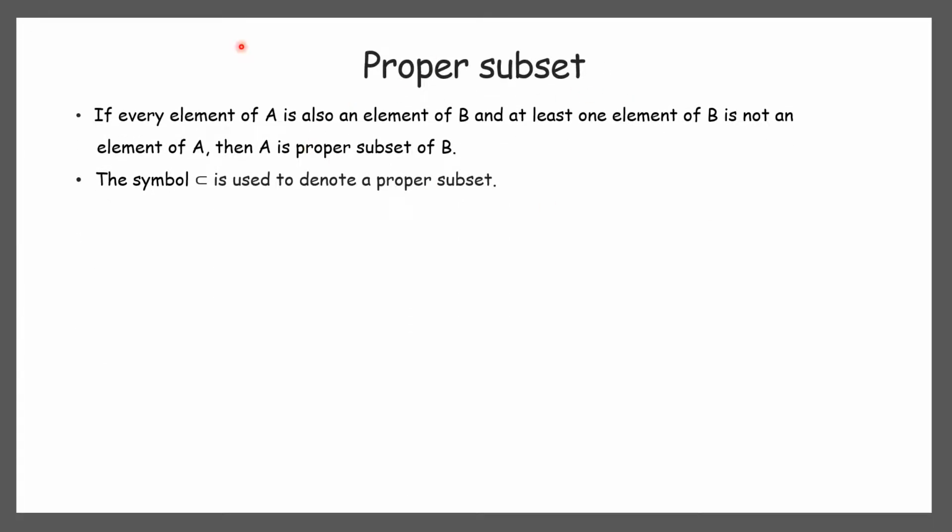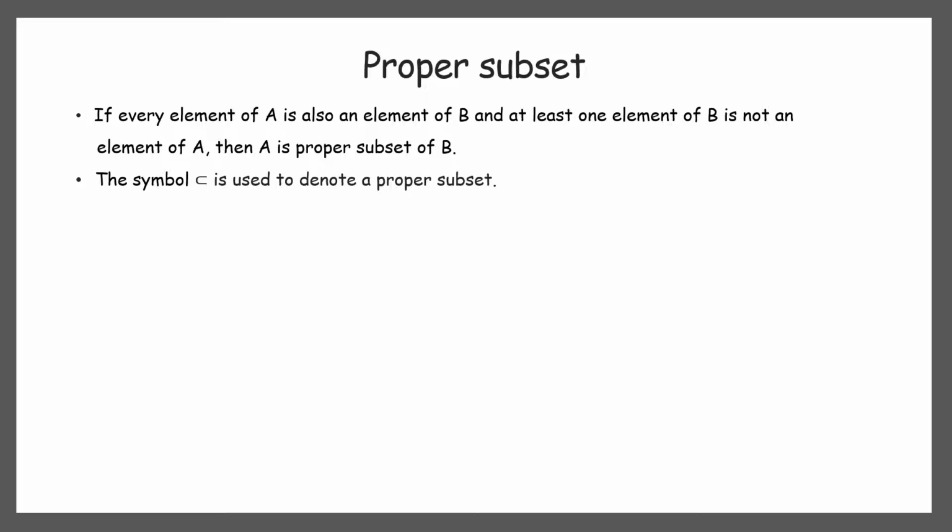Okay, now we will learn about the proper subset. What is a proper subset? If every element of set A is also an element of B and at least one element of B is not an element of A, then A is a proper subset of B. And to denote a proper subset we use this symbol. Let's consider an example now.